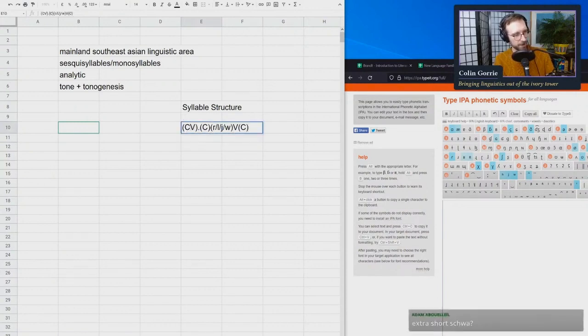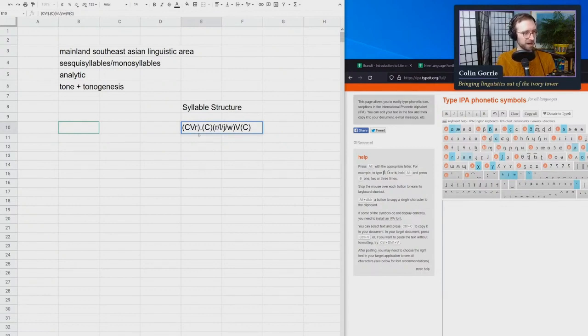And this vowel is not going to allow all of the contrast that this vowel has. So we'll call it, I don't know what we'll call it. We'll call it VR, meaning vowel reduced.